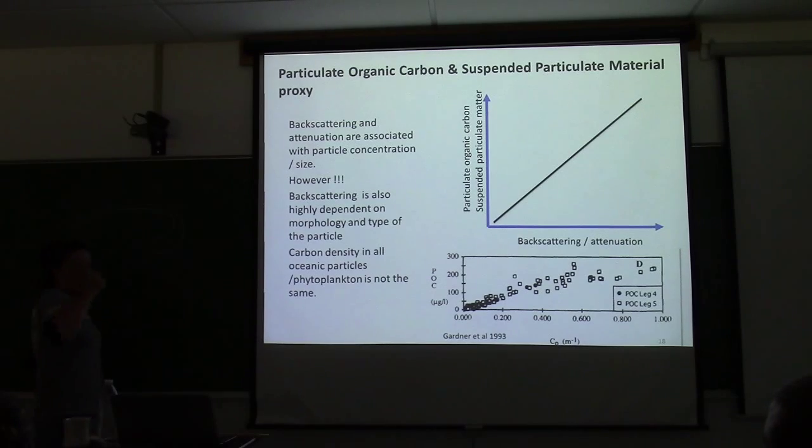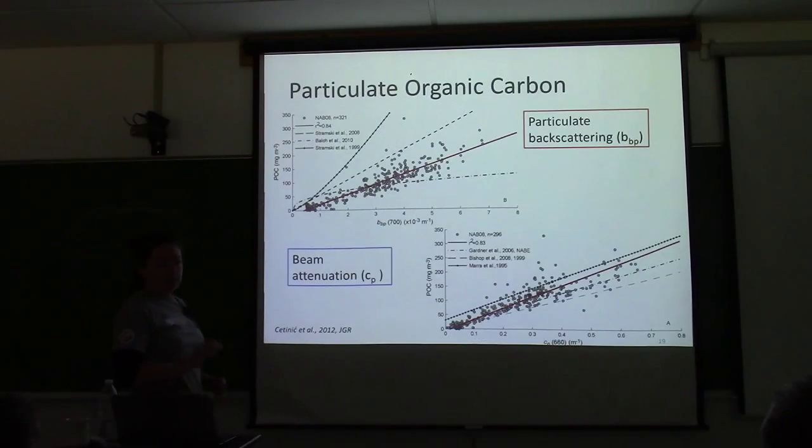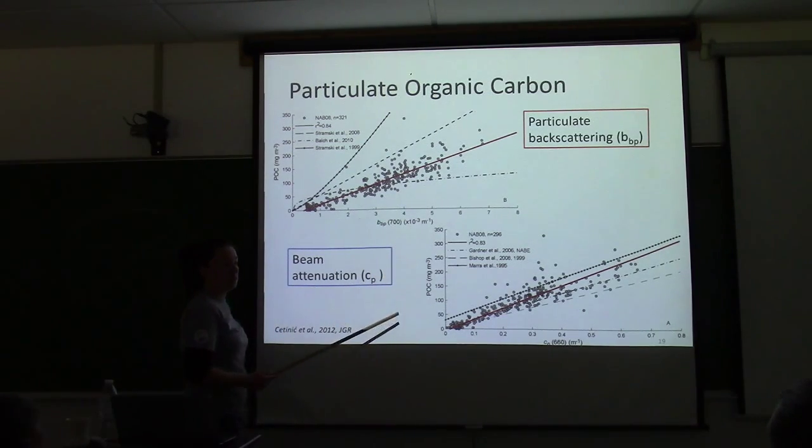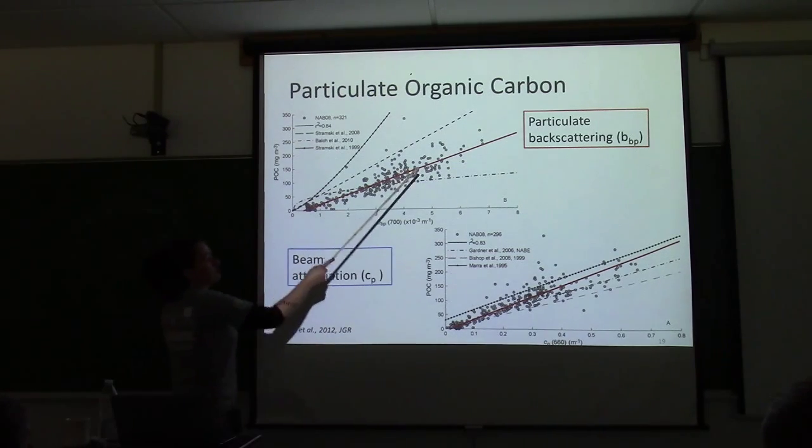So it's something to take with you in your head when you're trying to develop these things. And that's what I started facing when I was trying to develop these proxies for the North Atlantic bloom experiments. I took the particulate organic carbon samples that we had collected and plotted them against backscattering here and against attenuation. And the red line is the one that I developed.